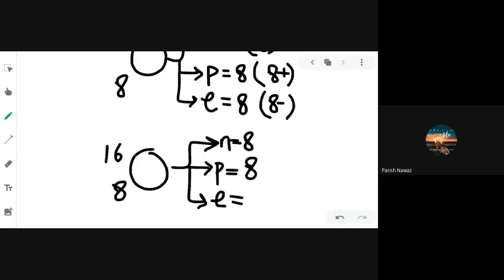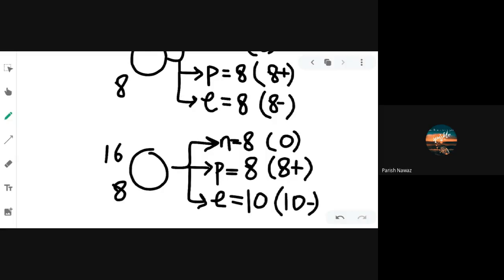Electrons, because oxygen is deficient of two electrons, therefore it will accept two electrons and it will become 10 here. So basically, it contains zero charge due to neutrons. It carries 8 positive charge due to protons, and it carries 10 negative charge due to electrons. This is the reason why it has an overall charge of 2 negative.